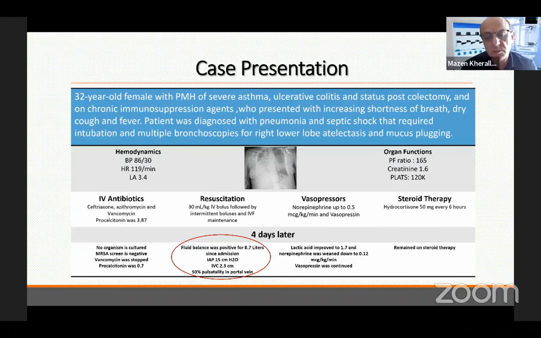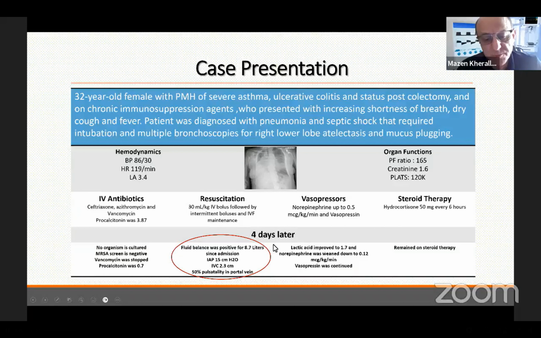She continued to have intermittent boluses, and she was maintained after that on IV fluid. She was started on norepinephrine, and then vasopressin had to be added because of continued hypotension, and she was also on steroid therapy with hydrocortisone 50 milligrams every 6 hours. Now, 4 days later, we could not culture any organisms. The MRSA screen was negative, vancomycin was stopped, and she was continued on ceftriaxone and azithromycin. Procalcitonin came down to 0.7, so there's a response to the antibiotic therapy.